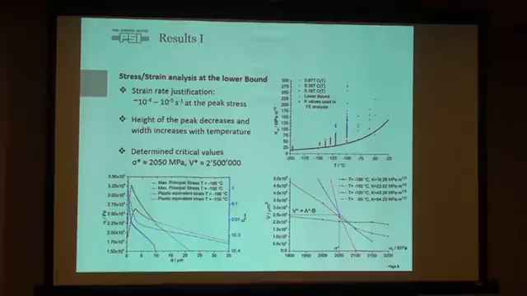What we can see also here is that the height of the peak is decreasing and the width is increasing with increasing temperature. What we also have done is determine the critical volume at certain critical stresses at different temperatures, corresponding to the critical stress intensity factors. And what we found is more or less a unique crossover. So we were able to determine the critical value, which is supposed to be at 2050 MPa.